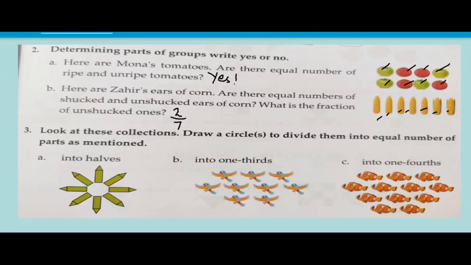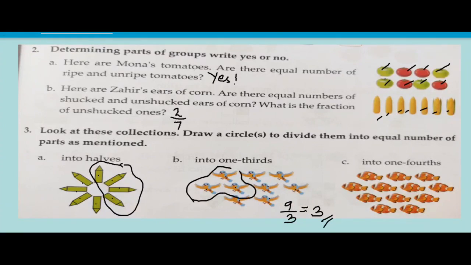Now next, look at this collection. Draw a circle to divide them into equal parts, into halves. So first we will count this one. 1, 2, 3, 4, 5, 6, 7, 8. 8 is there, so we will divide into 4, yes, because half of 8 is 4. So we will draw a circle. Next, into 1/3. 1, 2, 3, 4, 5, 6, 7, 8, 9. So we know that if you divide 9 by 3, that will be equal to 3. Yes, so 3 is 1/3 of 9, so we will divide both into 3.